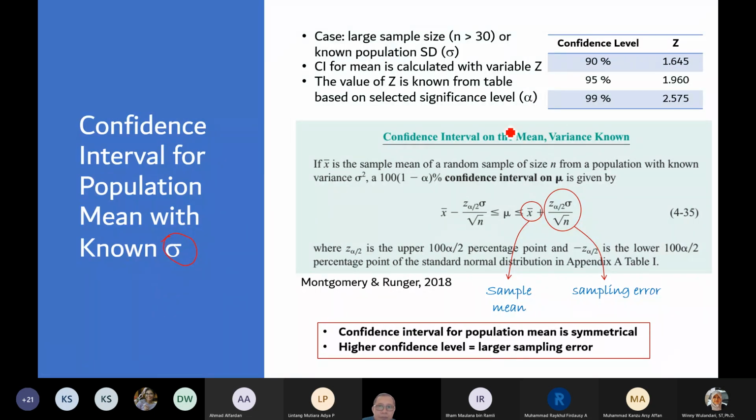Yeah, I've added that definition here. Okay. So it is assumed that the population standard deviation sigma is known. Please underline the word assume, because again, in most cases, it is not possible to know exactly the value of sigma.